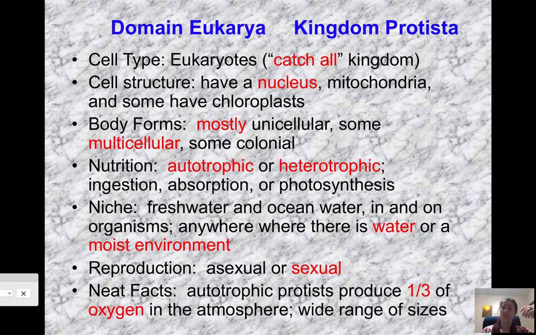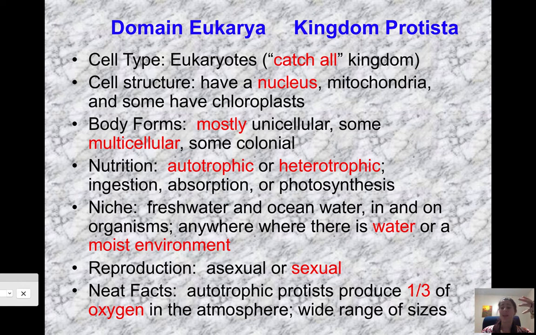So things like algae, amoebas, dinoflagellates, a lot of them are going to be hanging out in the ocean. They produce about 1/3 of the world's oxygen in our atmosphere. They can be from really big to really, really tiny. They have many modes of reproduction. The main thing that is really important about this is that they're normally going to be photosynthetic, they're going to be unicellular, and they need water in their environment.